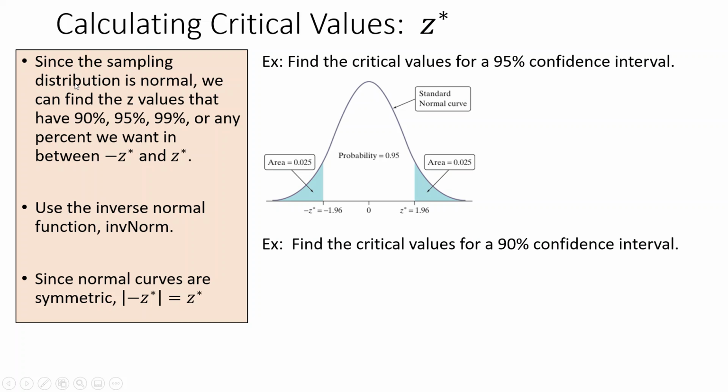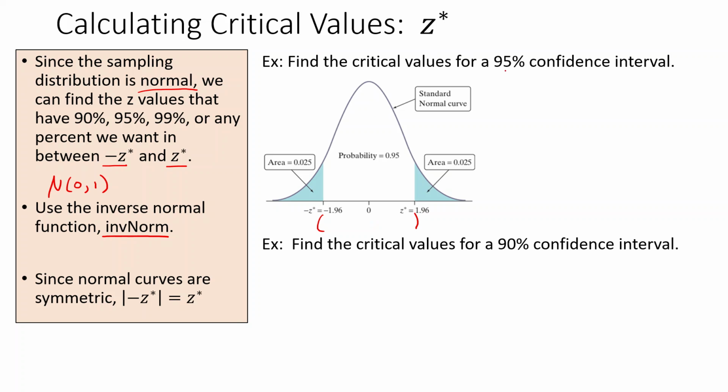Since we're working with a sampling distribution, which is normal, we can find the Z star values for 90% or 95% or any percent we want. That will be between negative Z star and Z star, by using the inverse normal function. Since these curves are symmetric with 0 in the middle, like the standard normal curve with mean 0 and standard deviation 1, our negative value will be the same as the positive value. So we can just get one of them. That's actually where the plus or minus sign comes from. So our interval really goes from there to there.